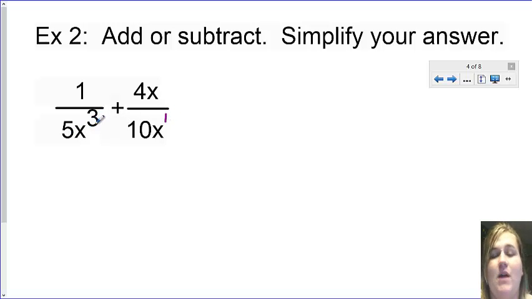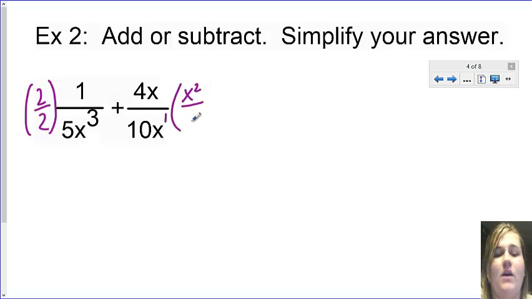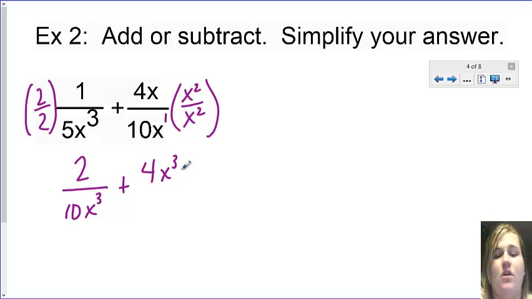x to the second. So over here, I'm going to multiply by 2 over 2. And over here, I'm going to multiply by x squared over x squared. Okay, so when I do that, 2 times 1 is 2 over 2 times 5, x to the third is 10x to the third, plus 4x times x squared gives me 4x to the third, over 10x to the first times x to the second gives me 10x to the third.